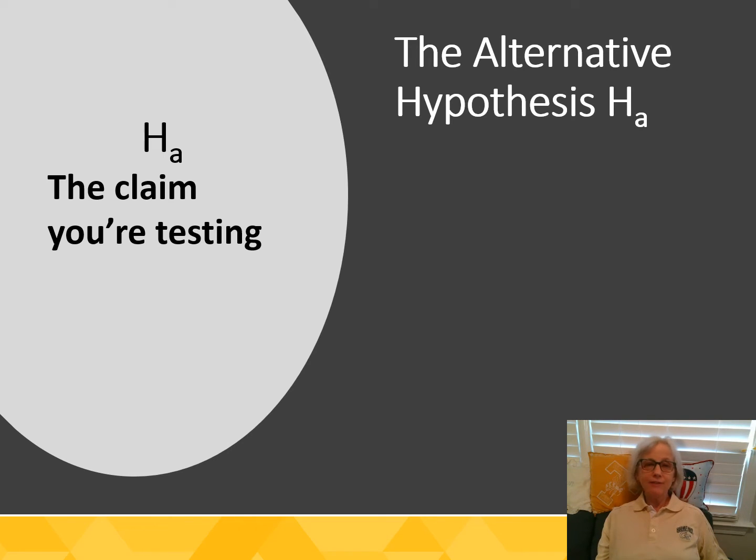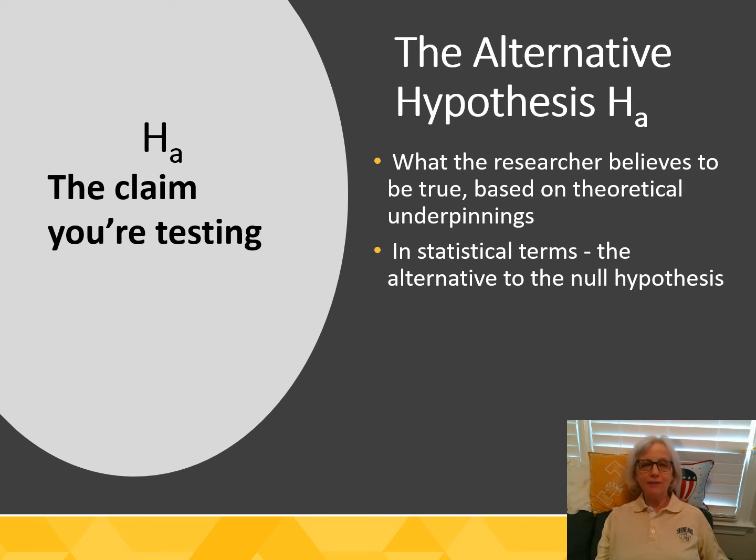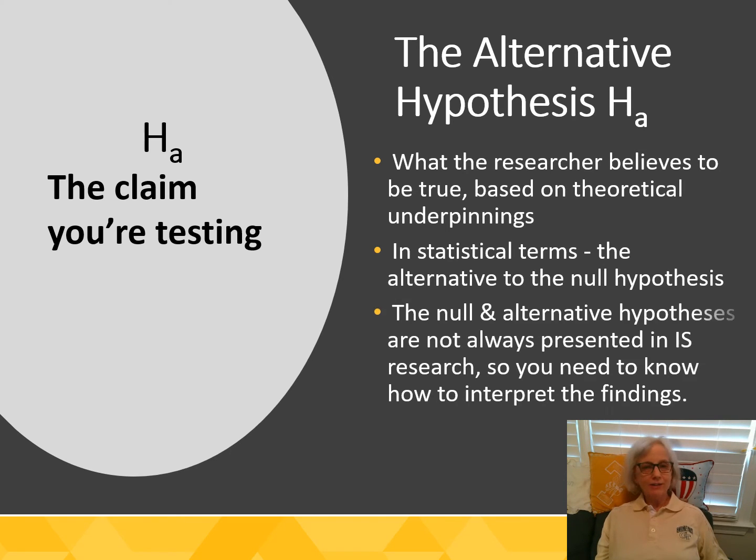The alternative is a hypothesis you believe to be true. It's the alternative to the null hypothesis. In IS research, it's not customary to present both the null and alternative hypotheses, so you should know how to interpret the findings.